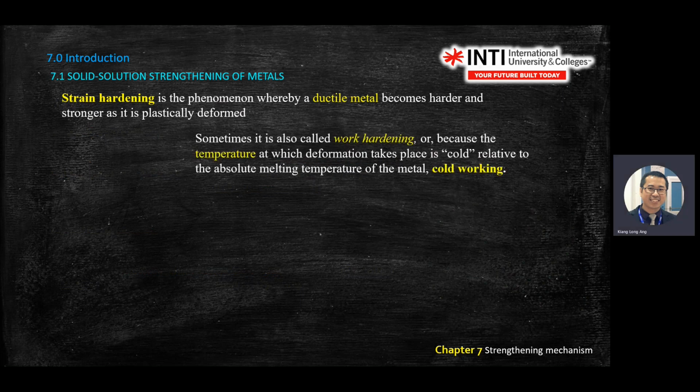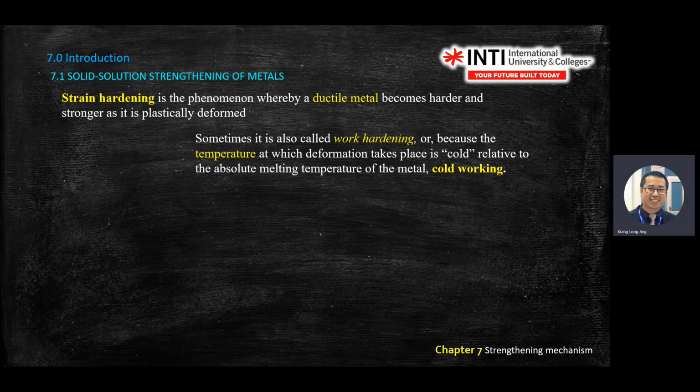So the next one is more of a technical term, strain hardening. What is strain hardening? This is the definition: strain hardening is a phenomenon where a ductile metal becomes harder and stronger as it is plastically deformed. One keyword here is plastic deformation. It must go through a process called plastic deformation, and it happens to ductile material, right?